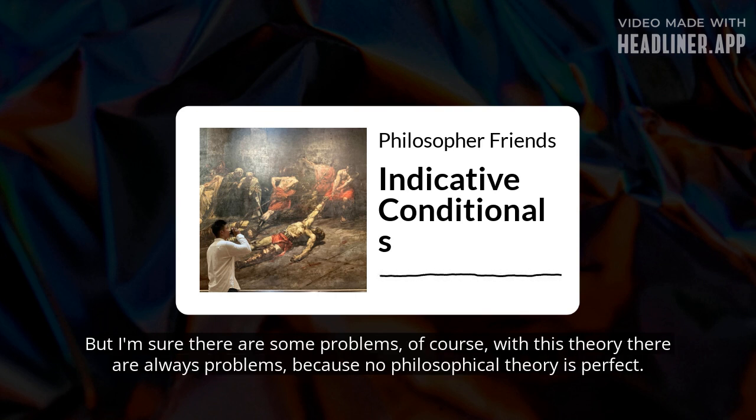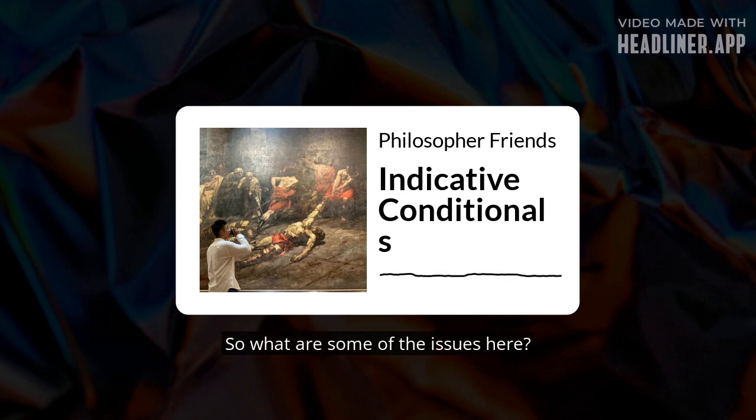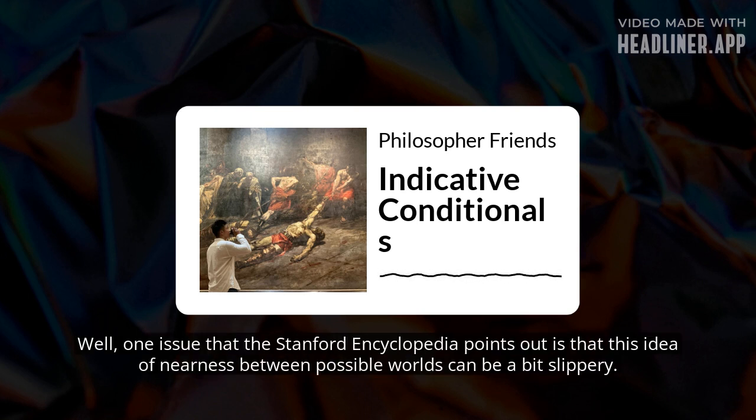But I'm sure there are some problems with this theory. Of course, there are always problems, because no philosophical theory is perfect. So what are some of the issues here? Well, one issue that the Stanford Encyclopedia points out is that this idea of nearness between possible worlds can be a bit slippery.